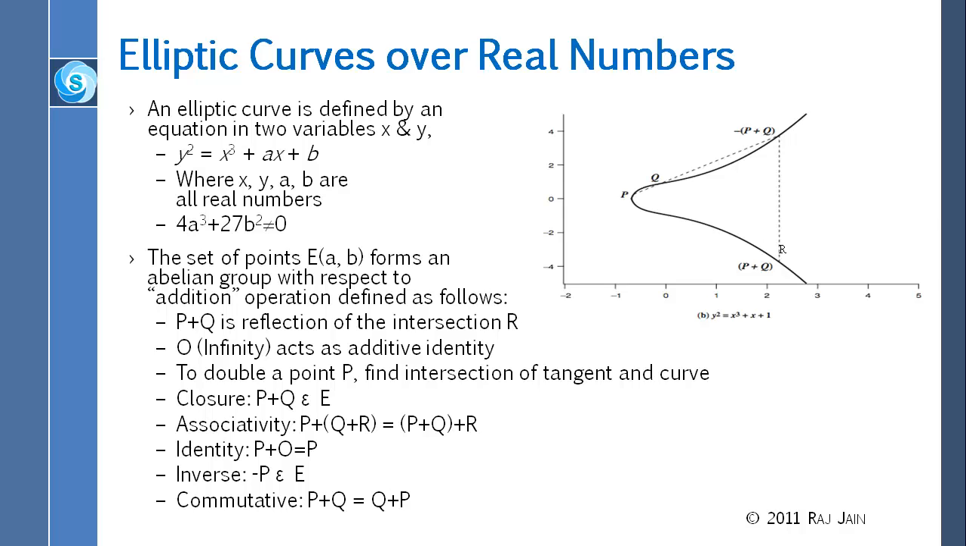Alright, now you can verify the 5 requirements for an abelian group. First requirement is that given any P and Q in E, P plus Q is in E. E is the set of all the points that are on this curve given some value of A and B. Associativity: you can verify that (P plus Q) plus R is equal to P plus (Q plus R). Identity: you can verify that P plus infinity is equal to P. Inverse always exists: for every P there is an inverse. And commutative: P plus Q is equal to Q plus P. So this is an abelian group.